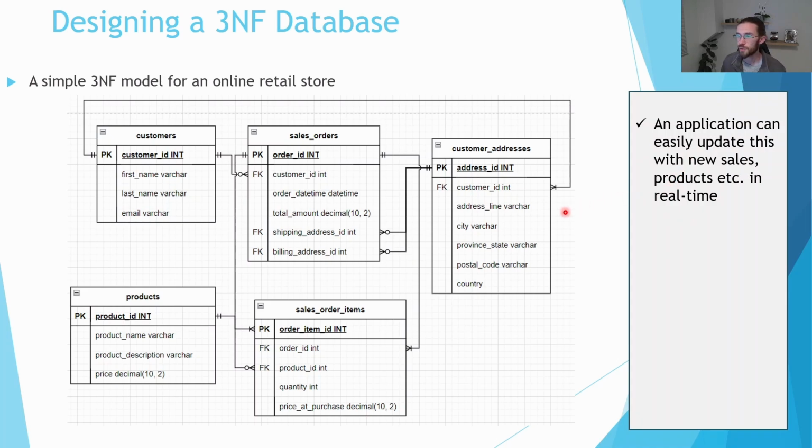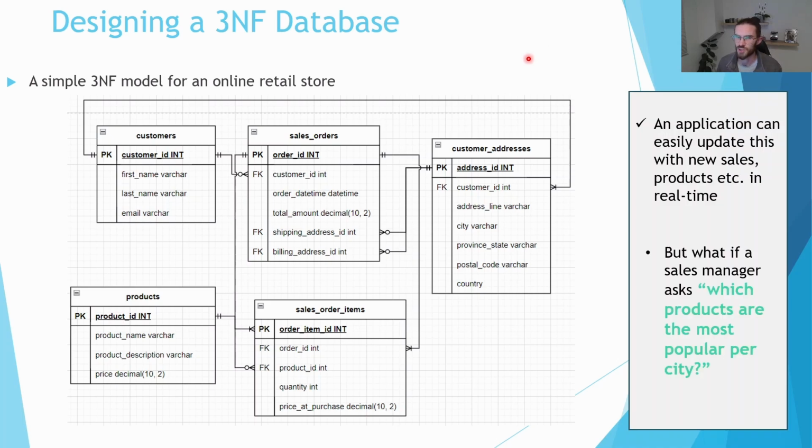Now that's all good for our kind of front end application. You could imagine our storefront or website on top of our online retail store was interacting with this database. The thing is, what happens if a sales manager asks us an analytical question? They ask us something like, which products are the most popular per city? And that's a fair enough question, right? And something interesting to know.